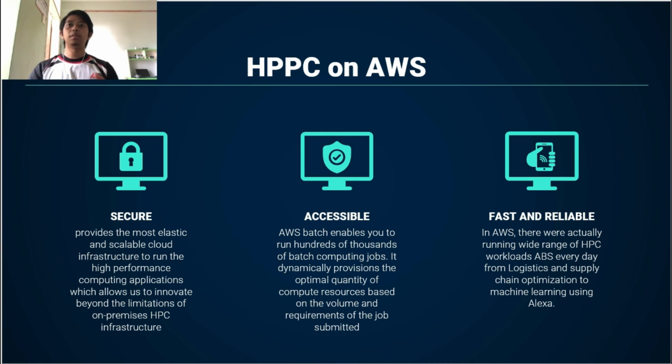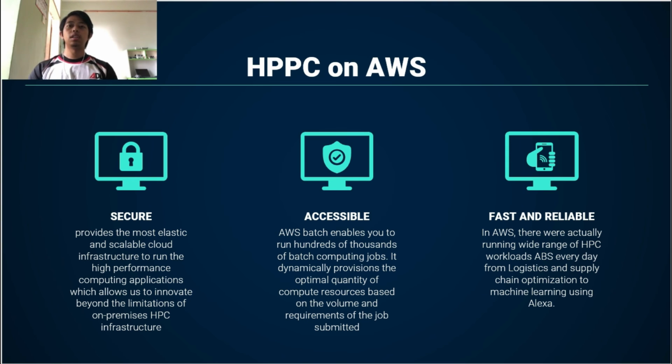AWS Batch enables you to run hundreds of thousands of batch computing jobs. It also dynamically provisions the optimal quantity of compute resources based on the volume and requirements of the jobs submitted. Elastic Fabric Adapter complements the high networking requirements of tightly coupled MPI-based applications. It supports workloads that need lower and more consistent network latency and throughput.